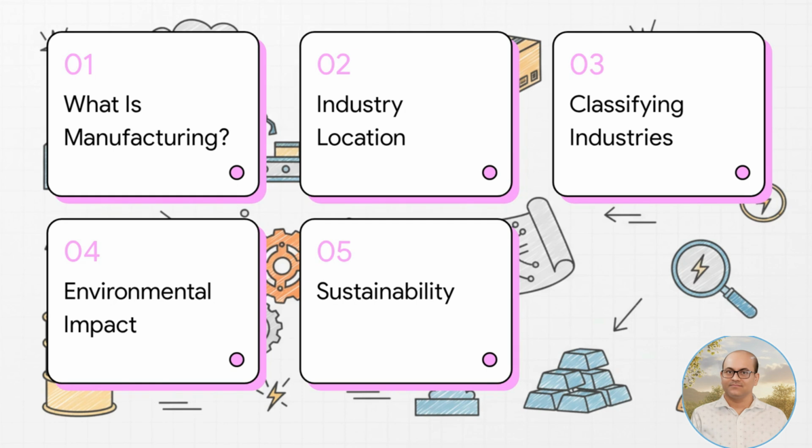So, this is our plan for today. We will go step by step. First, we will understand what manufacturing actually is. Then, we will learn why factories are built in certain places. After that, we will classify the different industries in our country, India. Then, a very important topic, the pollution from industries. And finally, we will discuss how we can work towards a solution.